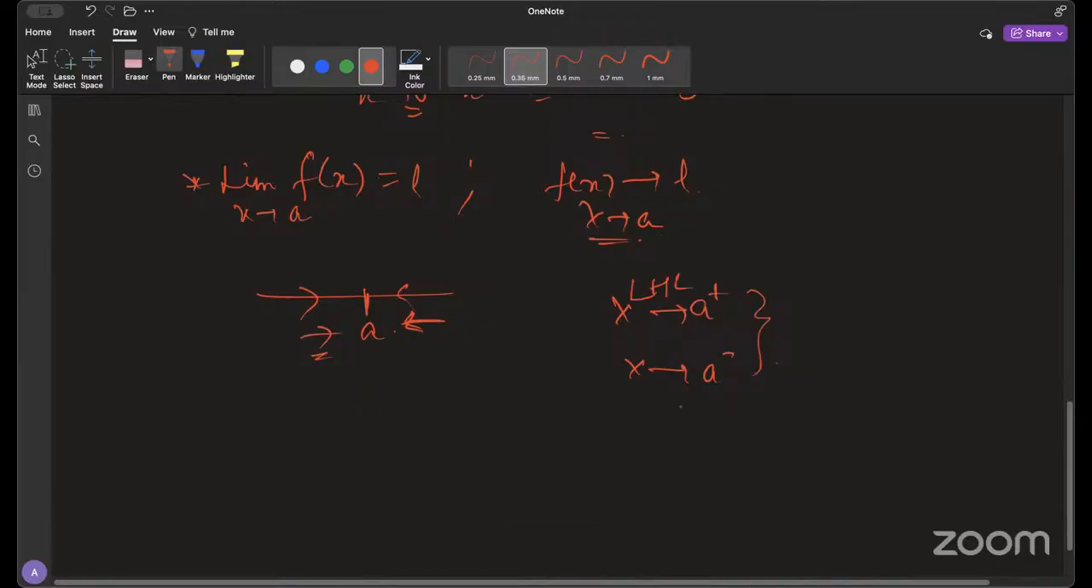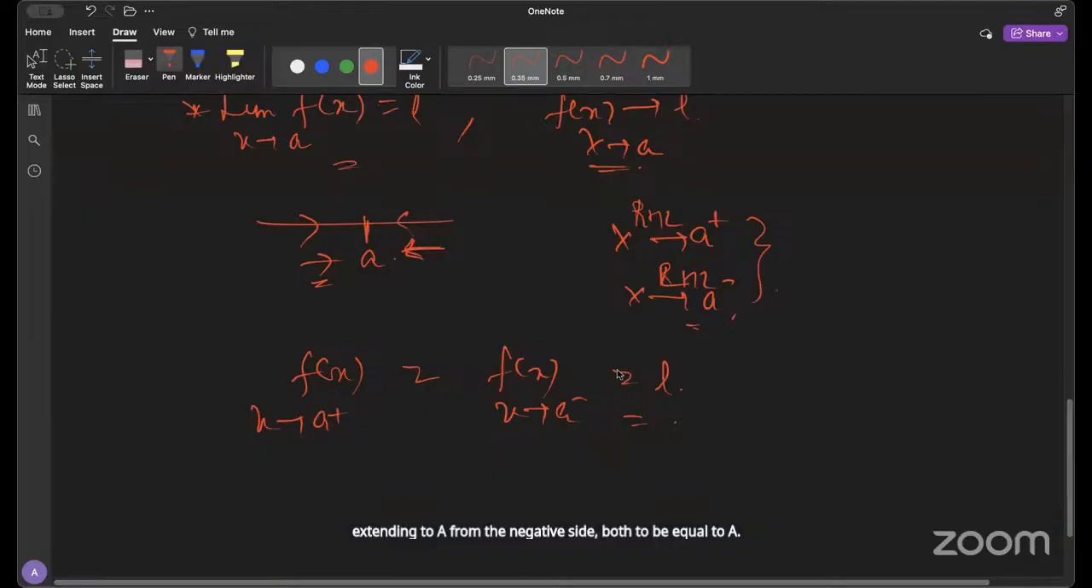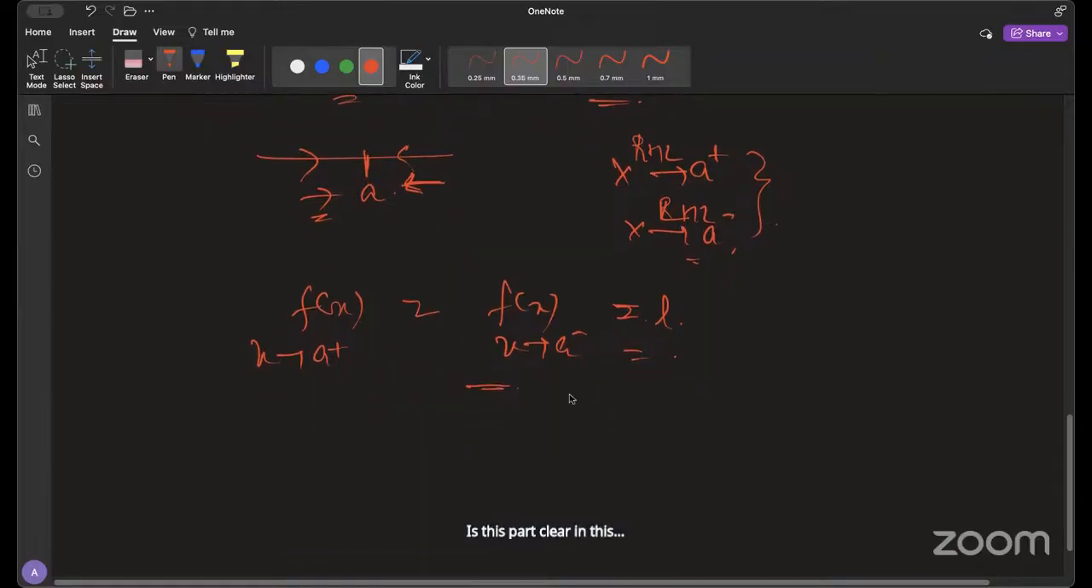This one is called the left hand limit and this one is called the right hand limit. And for this limit to be L, you would want f(x) tending to a from the positive side and tending to a from the negative side, both to be equal to L. That's all. Is this part clear till here? Yes, ma'am.